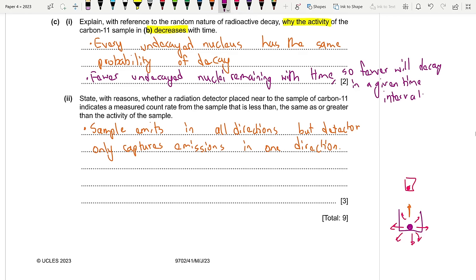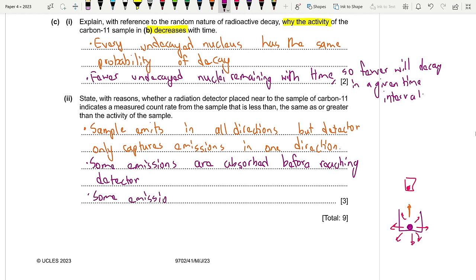Next, what else do we have? Some emissions are absorbed before reaching the detector. Fine, by the air, maybe. So it doesn't even go to the detector in the first place. And some emissions are scattered within the sample. This is also true. Fine. So we have 3 marks over there.